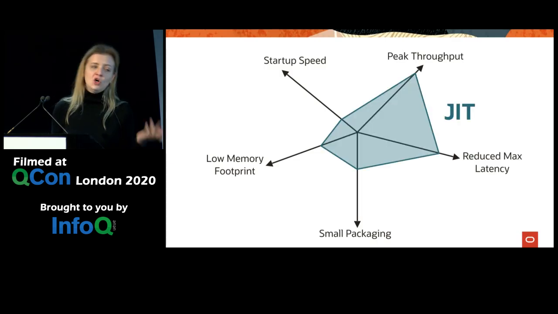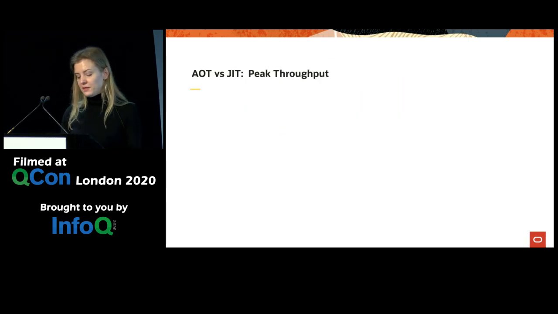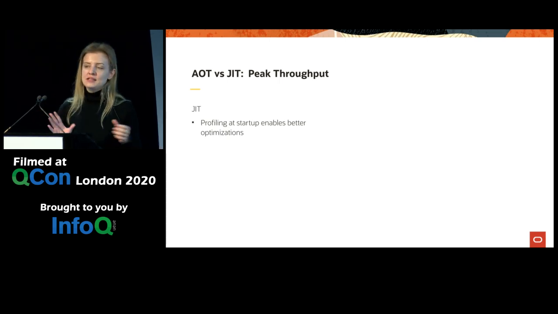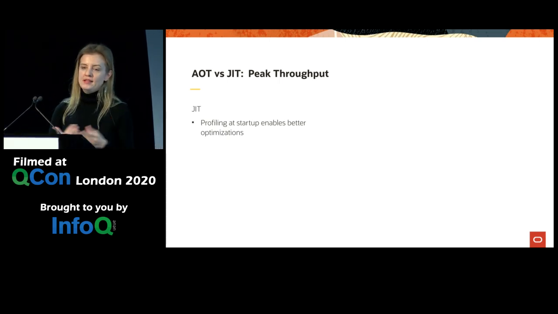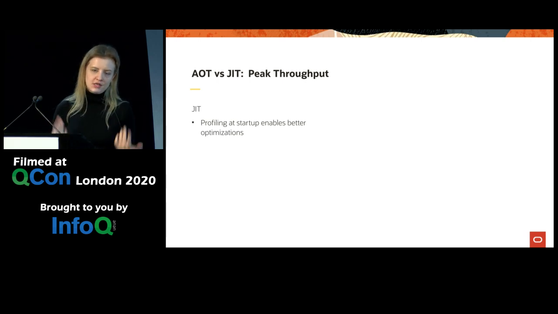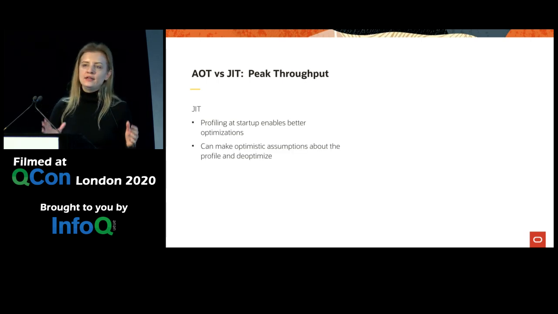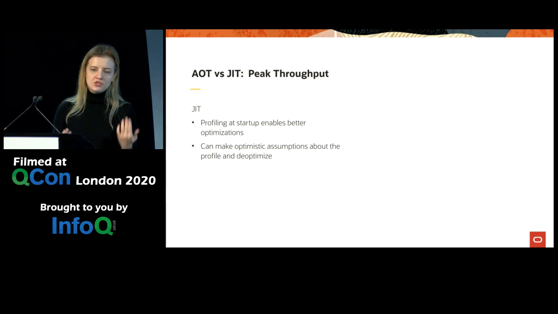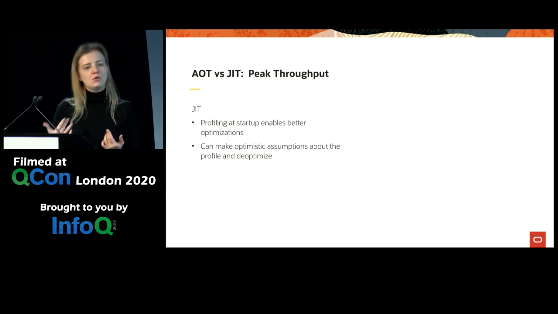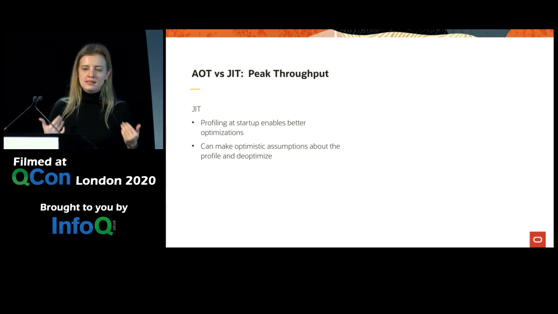So peak performance, what about it? Because we all know and love Java for peak performance, right? So how do those two compare in terms of peak performance? JIT systems really have this benefit that since they have profiling information, they can adapt to your application behavior as you go. And also, they can make very aggressive and optimistic assumptions about your application behavior, because if those are no longer true, they can de-optimize and go back. Other than that, they can optimize your code really well based on this information.